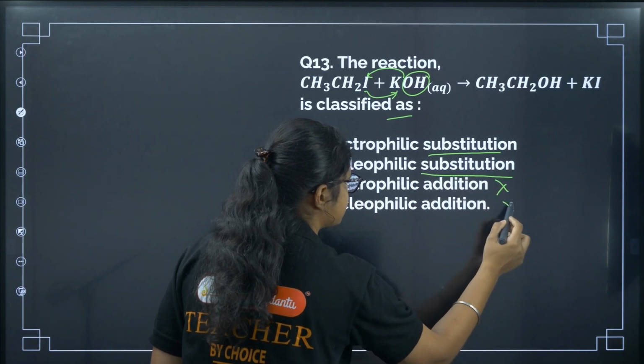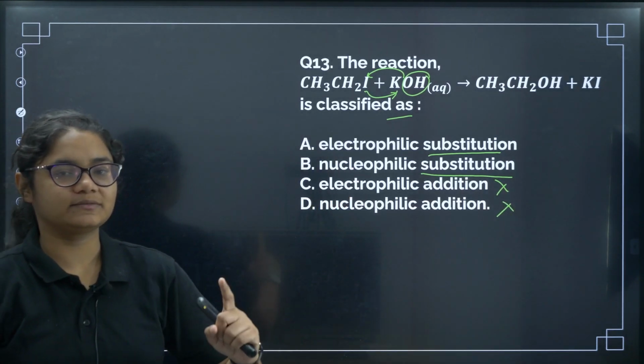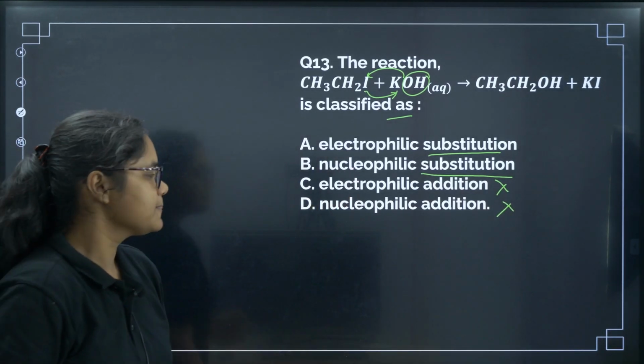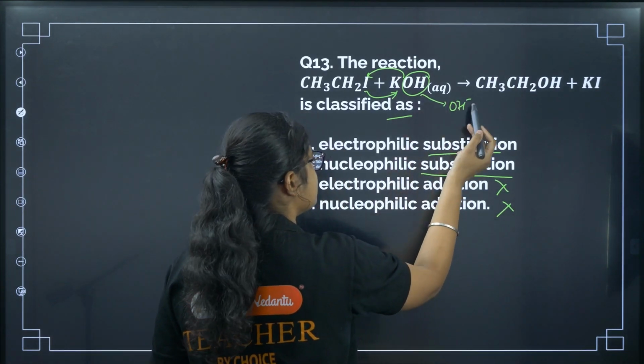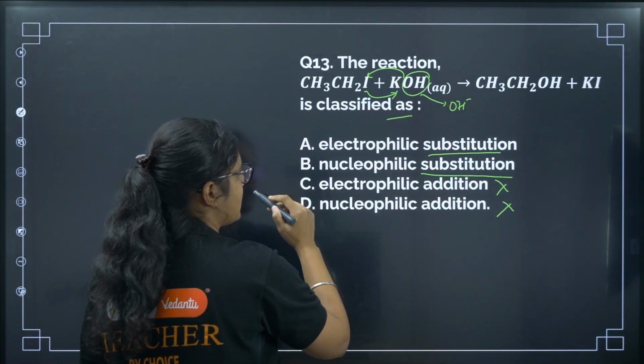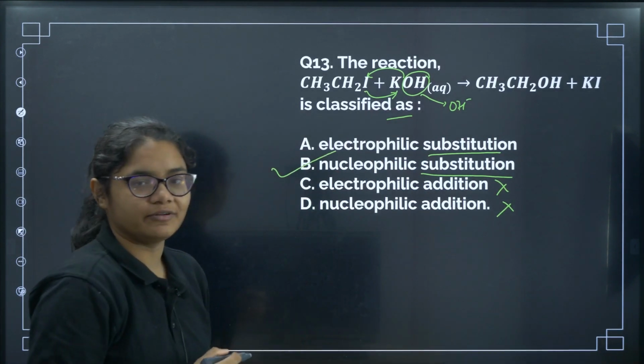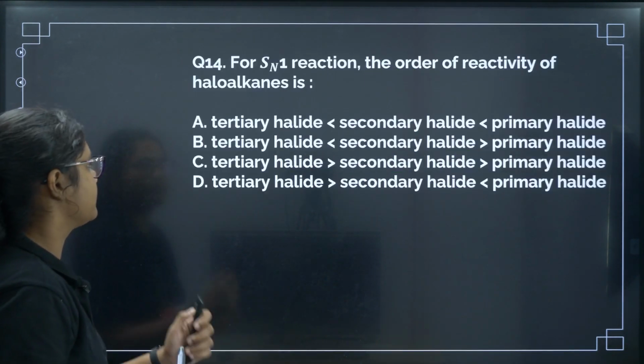So we can eliminate the first option, addition reaction. Addition reaction takes place in unsaturated compounds. Now in this also, what is this one? This is OH minus, it is a nucleophile. So your nucleophile is substituting. So the correct answer for this question will be nucleophilic substitution, that is option number B.